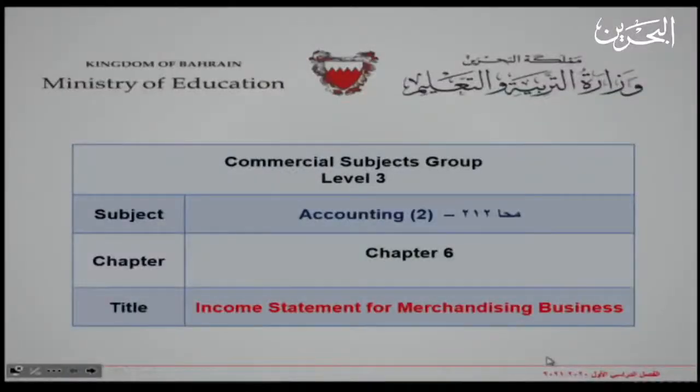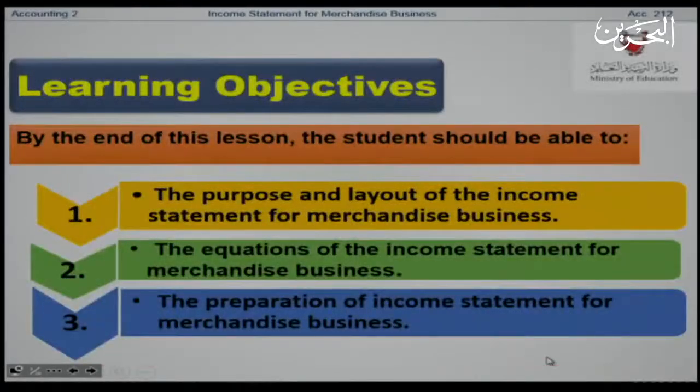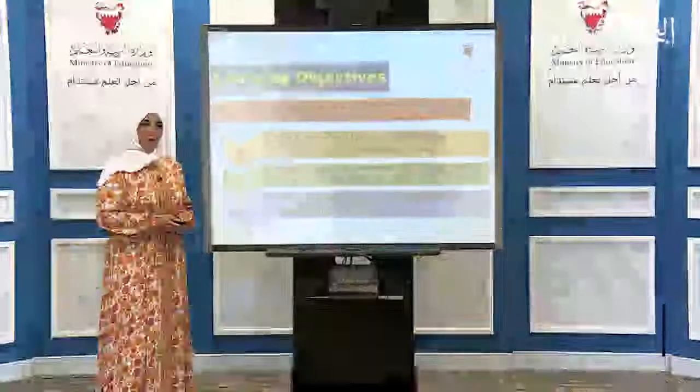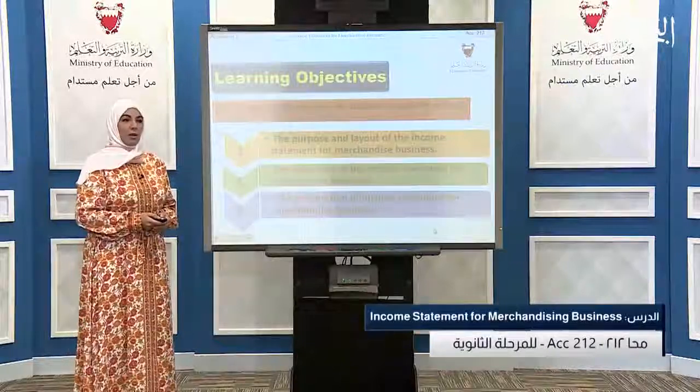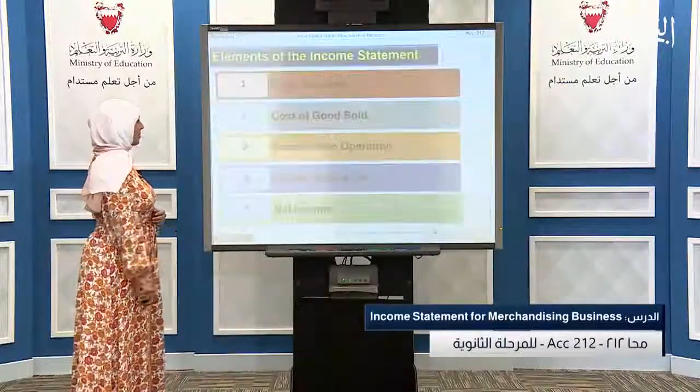Our lesson today will cover Chapter 6, Income Statement for Merchandising Business. Our learning objective: by the end of this lesson, the student should be able to know the purpose and the layout of the income statement for merchandising business, the equation of the income statement for merchandise business, and finally, the preparation of income statement for merchandise business.